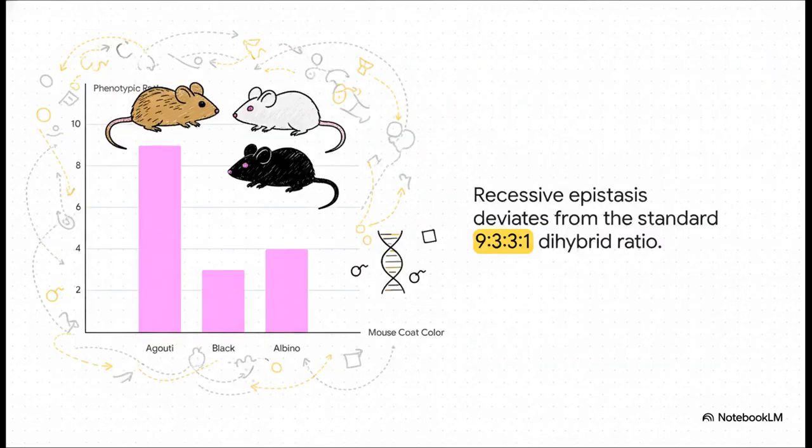Let's dig into epistasis a bit more, because it really messes with our expected ratios. That classic 9-3-3-1, epistasis throws it right out the window. A perfect example is coat color in mice. You've got one gene that determines the color, say agouti or black. But there's a second gene that acts like a pigment switch. If a mouse gets the homozygous recessive cc genotype for that switch, it's albino. It doesn't matter what the color gene says. The pigment factory is closed. And this completely changes the ratio to 9 agouti, 3 black, and 4 albino.